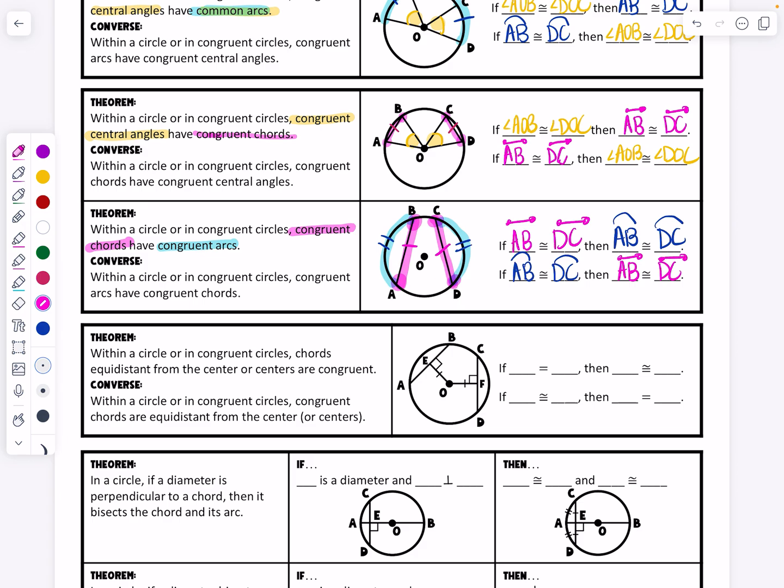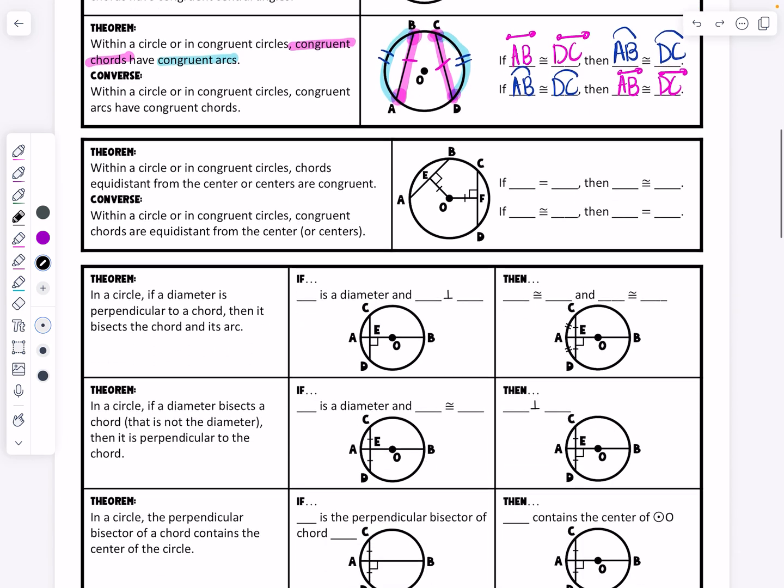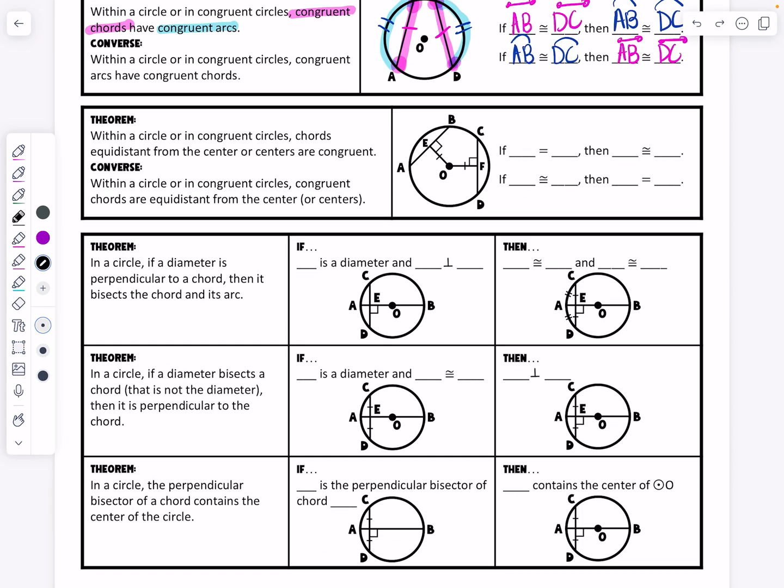And you can see the symmetry in these three theorems. If I were to fold this circle along these vertical lines of symmetry, those would fold exactly in half on top of each other. The arcs would fold on top of the arcs, the central angles would fold on top of the central angles, and the chords would fold on top of the chords. So it's easy to visualize these theorems. All right, what does our next theorem say?